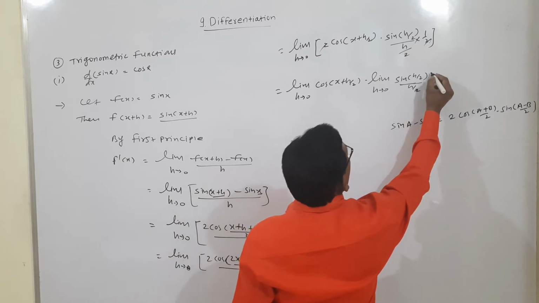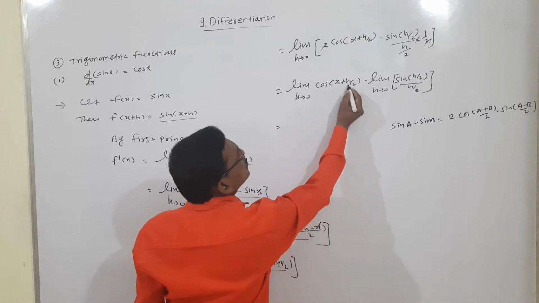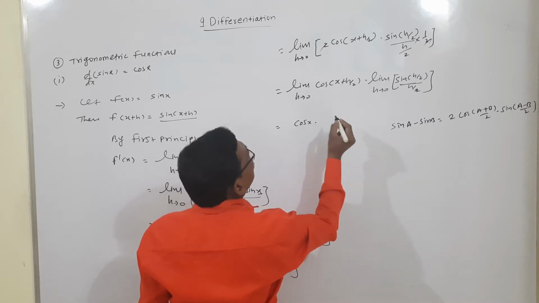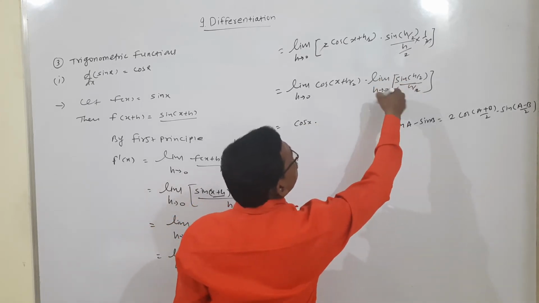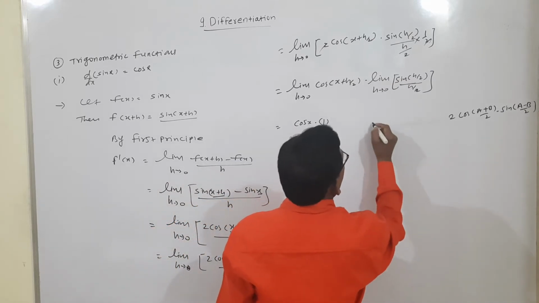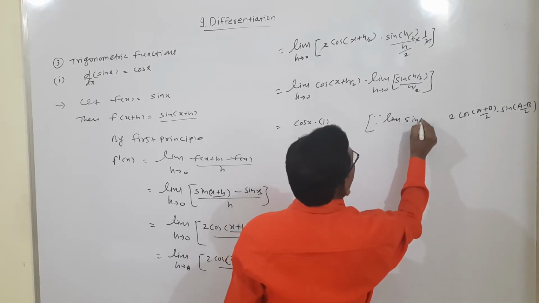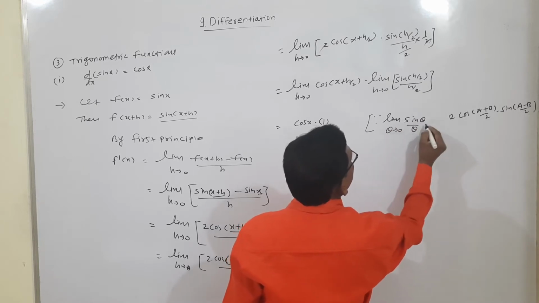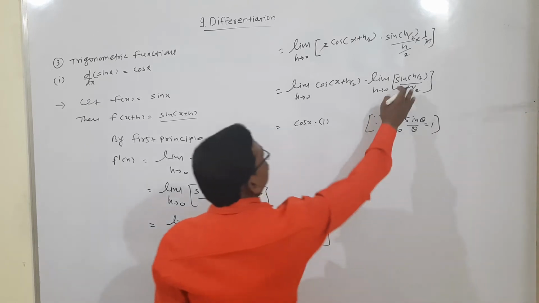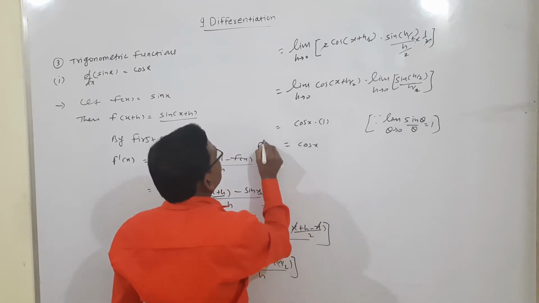Applying the limit as h tends to 0, where there is h we put 0, so it is cos x only, into 1, because limit of sin theta upon theta as theta tends to 0 gives 1 by using this formula. So it is only cos x, and that is f dash x.